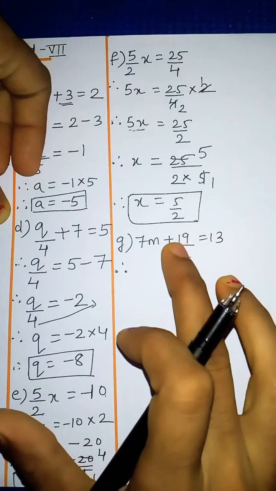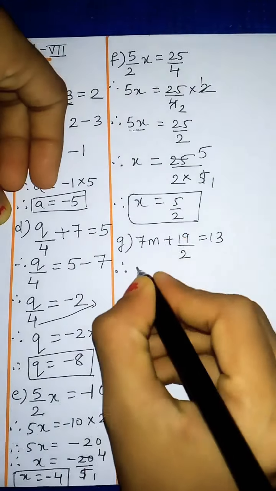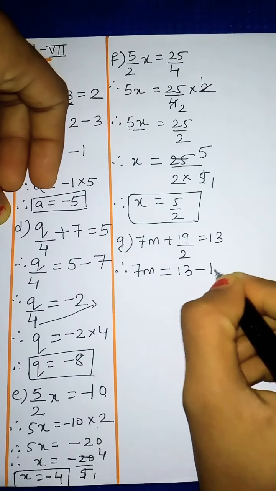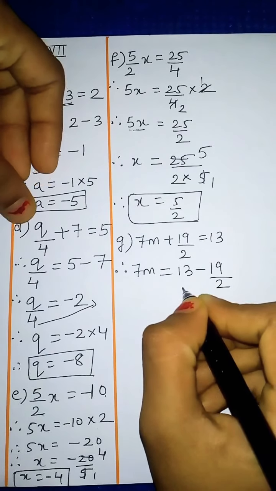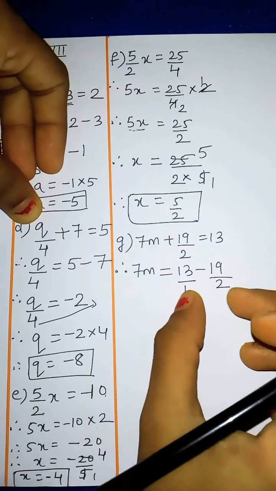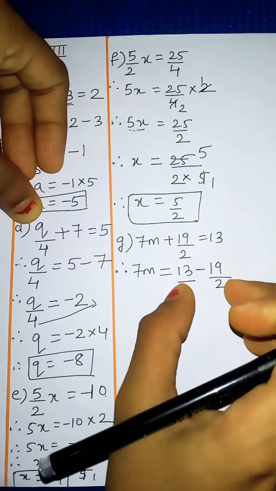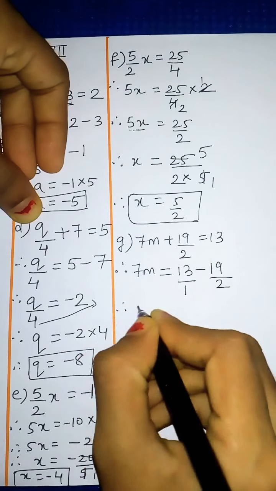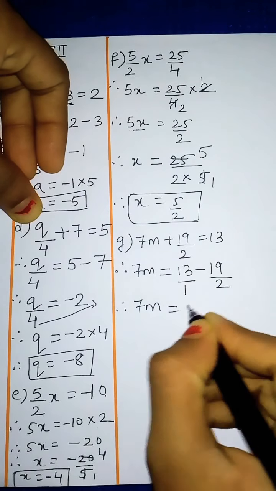So first, this plus 19 upon 2 we will take to that side, so it will go there in subtraction. So this side only 7m is left, and here 13 minus this we are taking there, so 19 upon 2. Now here 13 is a whole number and nothing is given in the denominator, so you will write 1. Okay. Now for subtracting these both, we will have to take out the LCM of these both. So LCM of 1 and 2 will be 2. Okay, this is very easy. LCM of 1 and 2 will be 2. This you can do orally.